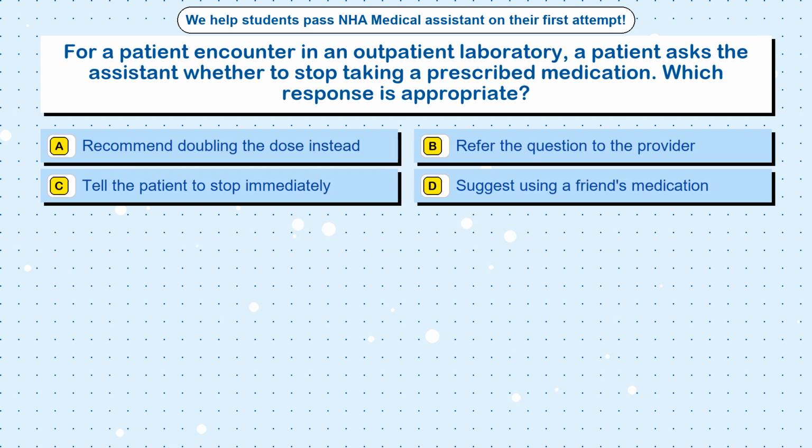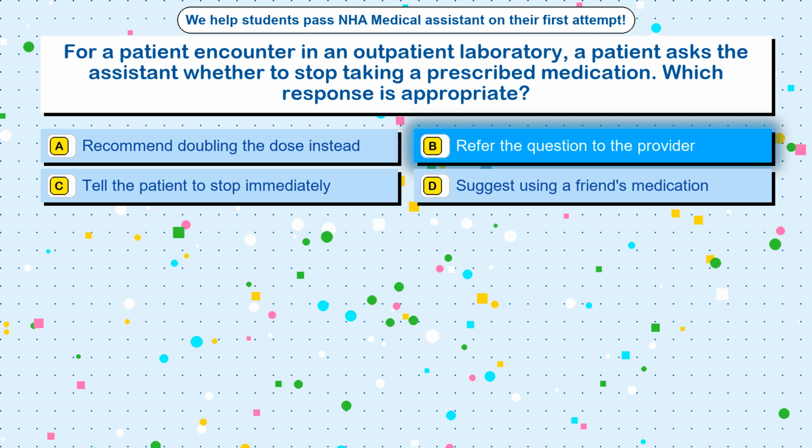Question 40. For a patient encounter in an outpatient laboratory, a patient asks the assistant whether to stop taking a prescribed medication. Which response is appropriate? Option A. Recommend doubling the dose instead. Option B. Refer the question to the provider. Option C. Tell the patient to stop immediately. Option D. Suggest using a friend's medication.